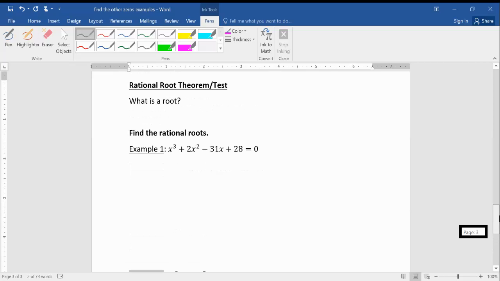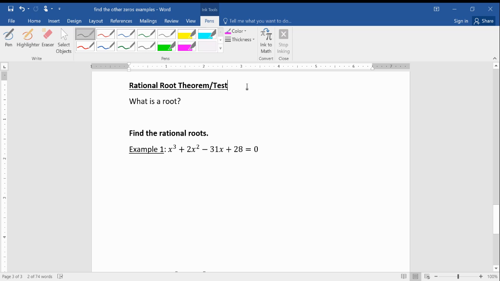I'm back, and this time we're going to talk about the rational root test. We're actually going to do it. Sometimes it's called the rational root theorem, and it basically is what we're going to do. The rational root test is a process we're going to use to determine what the zeros of the polynomial are.